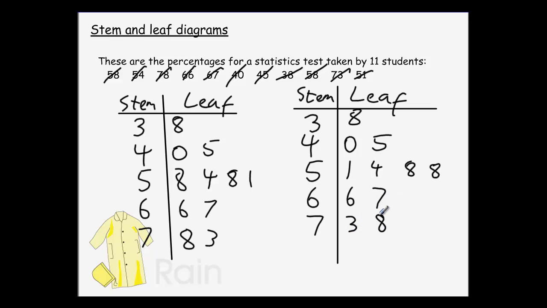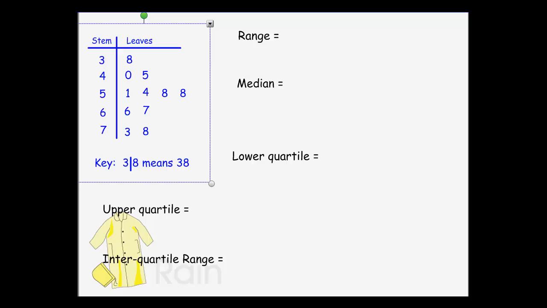We're nearly done now. All we need is a key. So our key for this one, 3, 9, 8 means 38. That's everything we need to do when we're drawing a stem and leaf diagram. So here's our same stem and leaf diagram. I've just tidied it up a bit, and now we want to find a few different aspects.